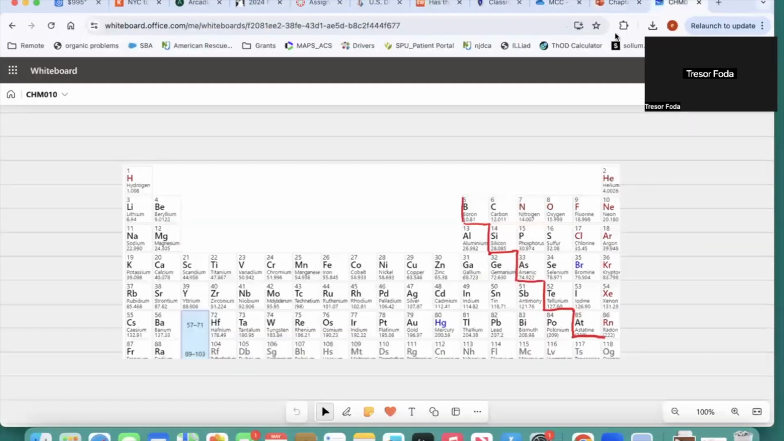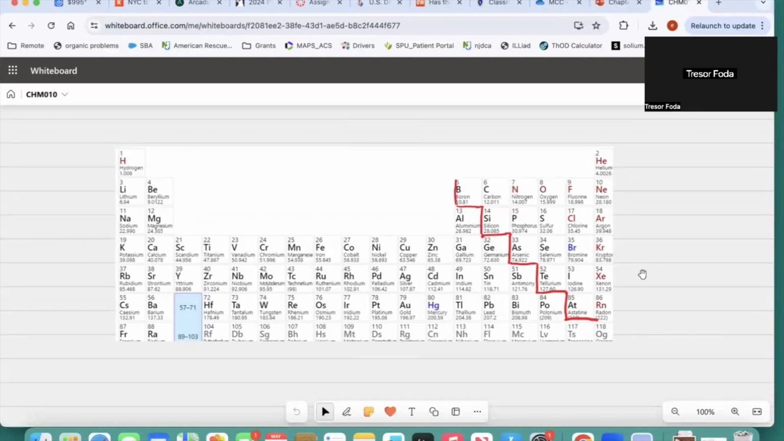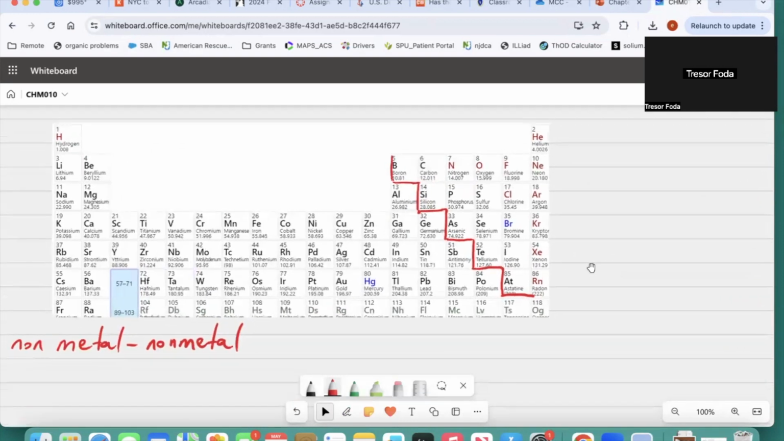So let's go to our whiteboard. And so when it comes to naming a compound, we're going to be dividing it into two sections. And the first one is going to be, let me just write it down here, metal or non-metal. Let's just start from the non-metal. Non-metal to non-metal compounds.